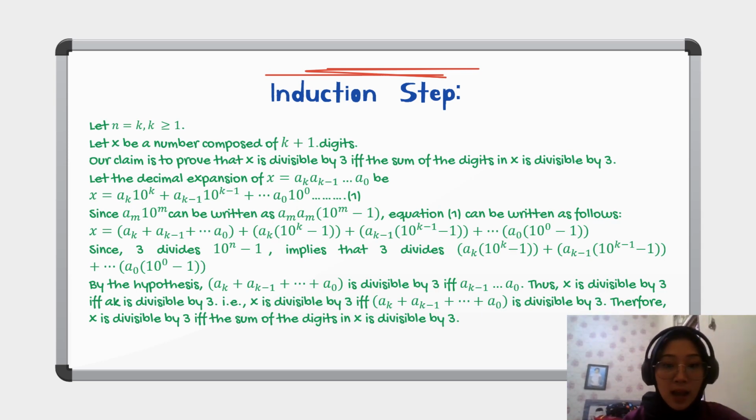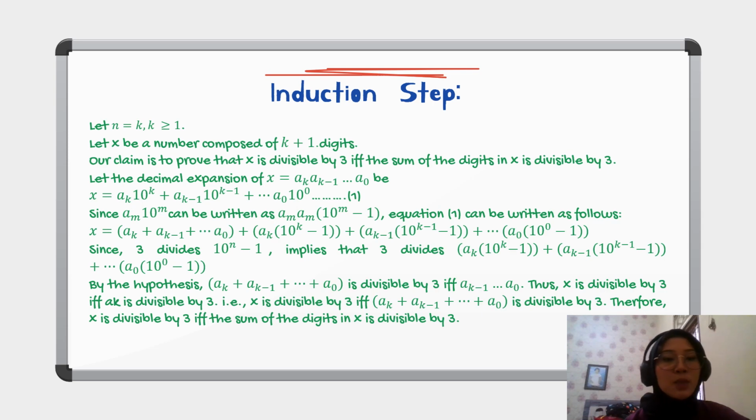Let n equals k plus 1, with k greater than or equal to 1, from the hypothesis. Let x be a number composed of k plus 1 digits. Our claim is to prove that x is divisible by 3 if and only if the sum of the digits in x is divisible by 3.